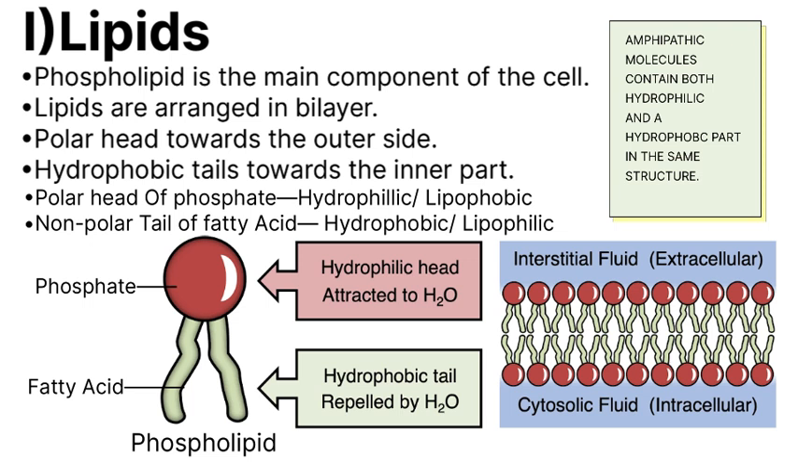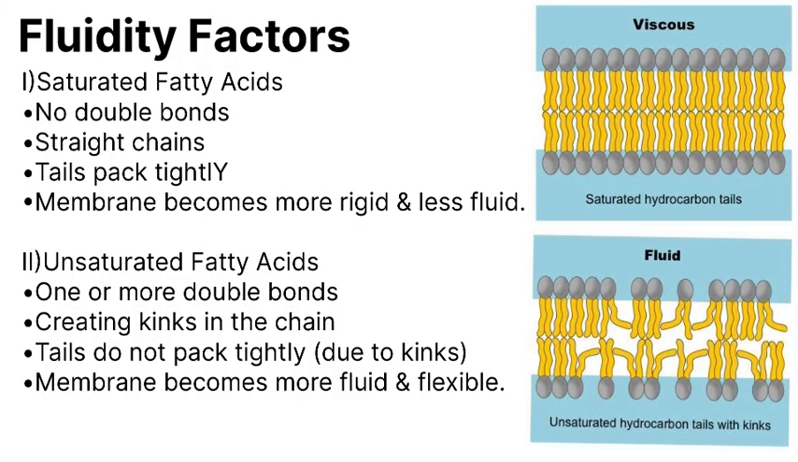Other than that, this arrangement creates a semi-permeable barrier towards the outer biomacromolecules, which allows only the selective entry and exit of these substances. Now we will see the fluidity factors of the cell membrane, which depend on the fatty acids. We know that in the phospholipid bilayer of the cell membrane, there is one hydrophilic head with two hydrophobic fatty acid tails, and these tails of the phospholipids can be either saturated or unsaturated fatty acids.